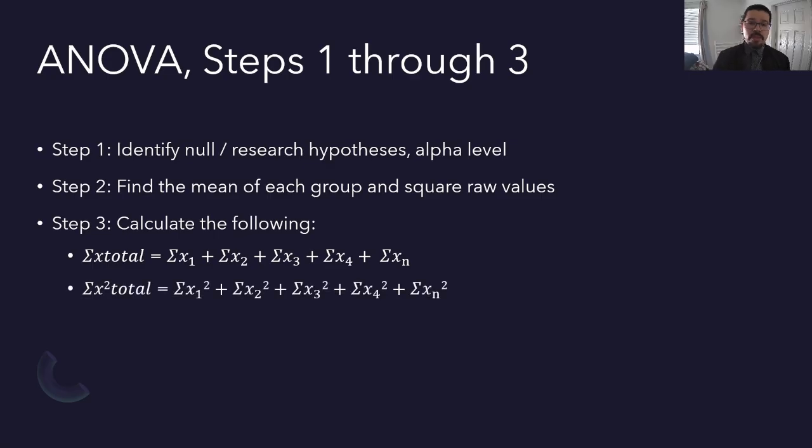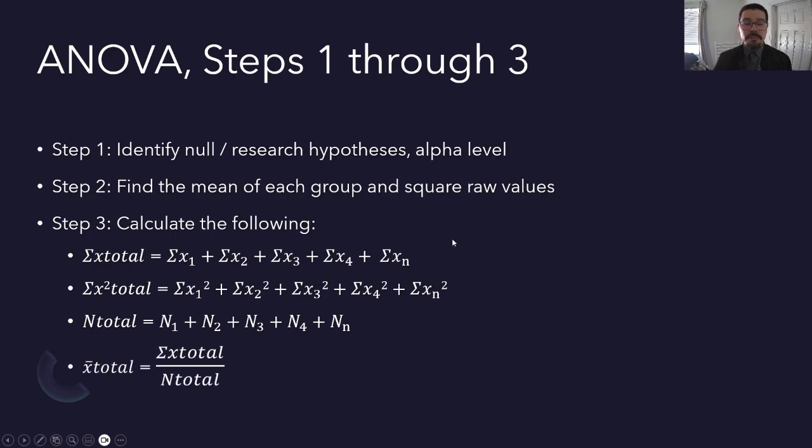The sum of x squared total: we're taking the squared values of our raw scores and then adding them all up. We do this across all of our groups. We calculate what's called the N total, where we are taking the sample size from each group and adding them all together. And then we take the mean total, where we are taking the sum of X total that we calculated in the first substep and dividing it by the N total that we calculated in the third substep.